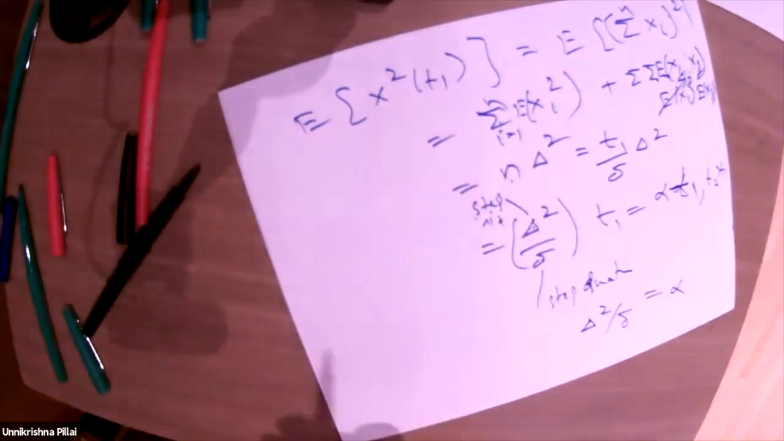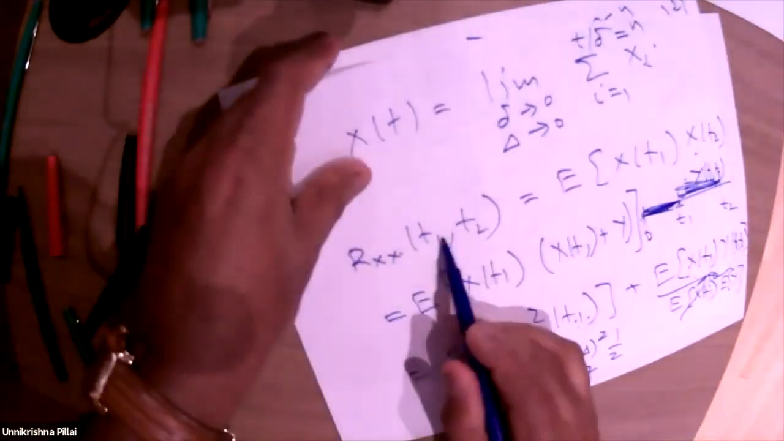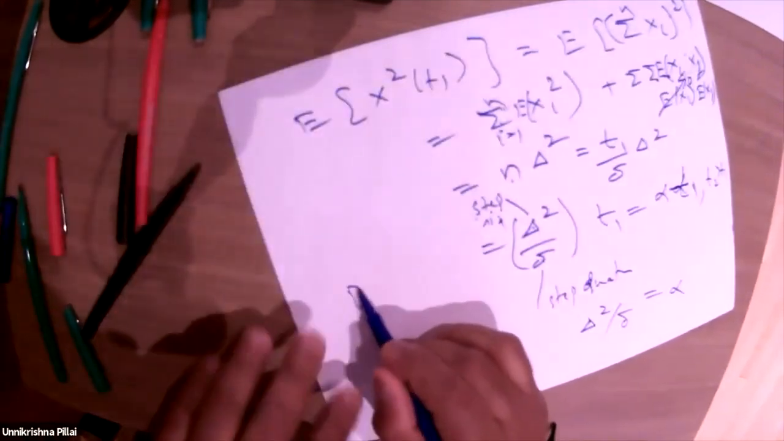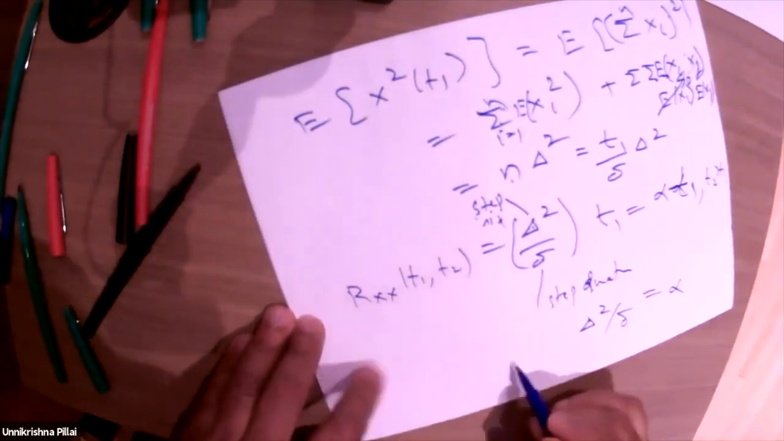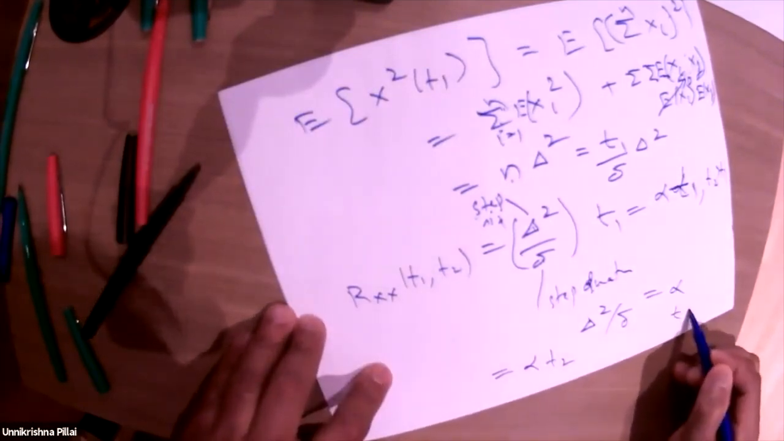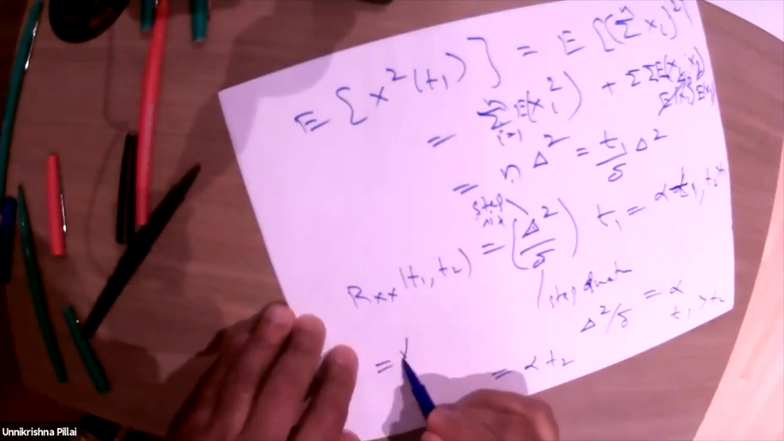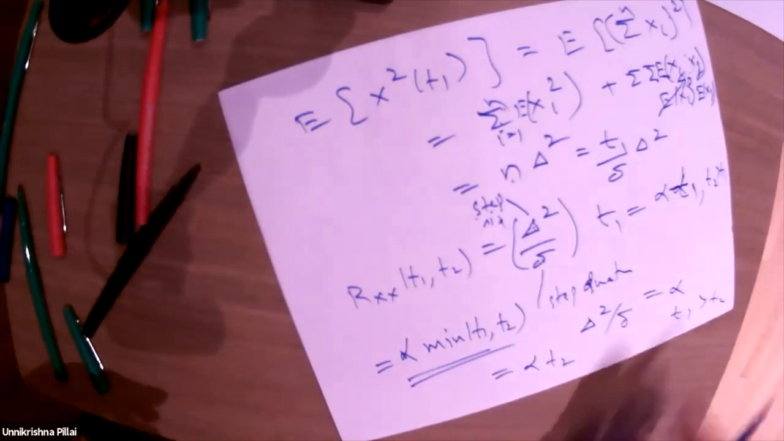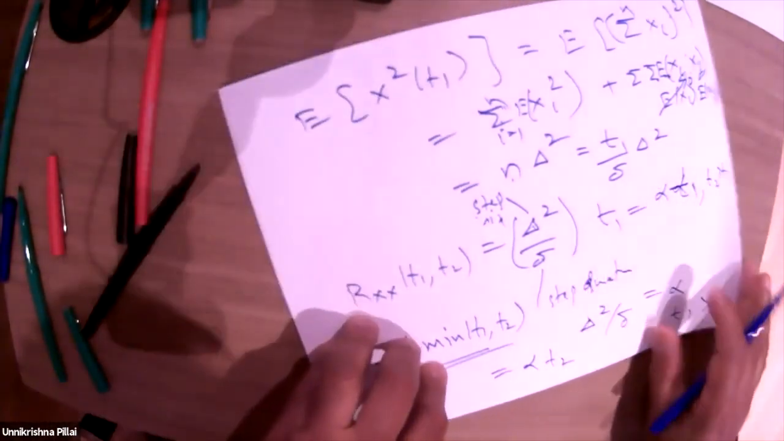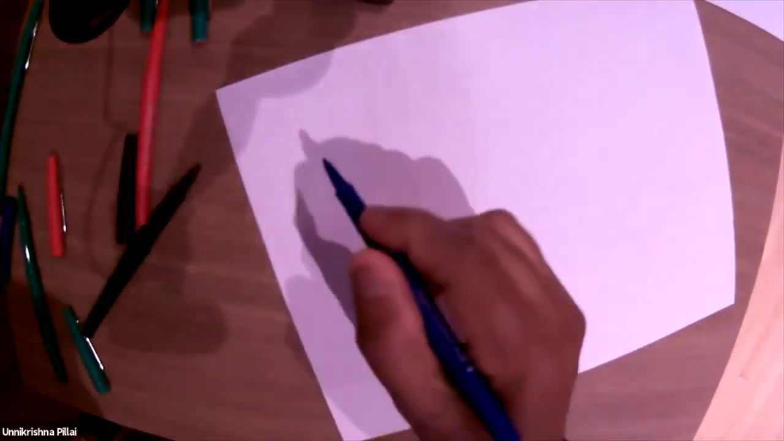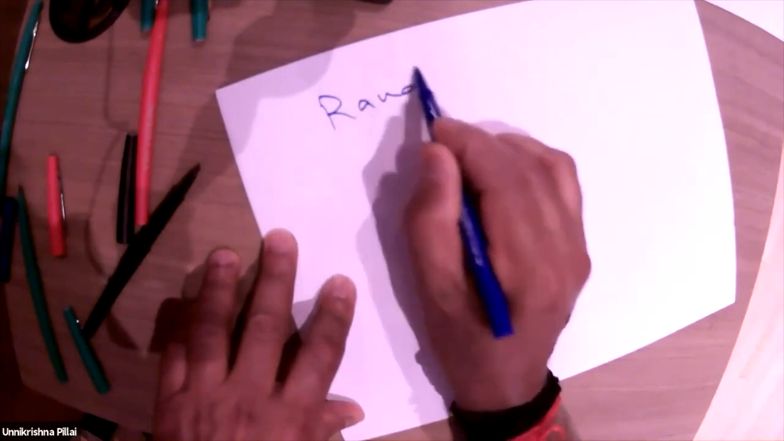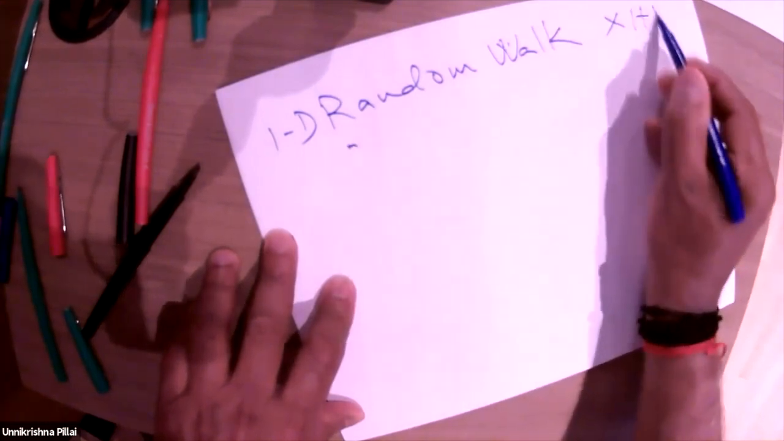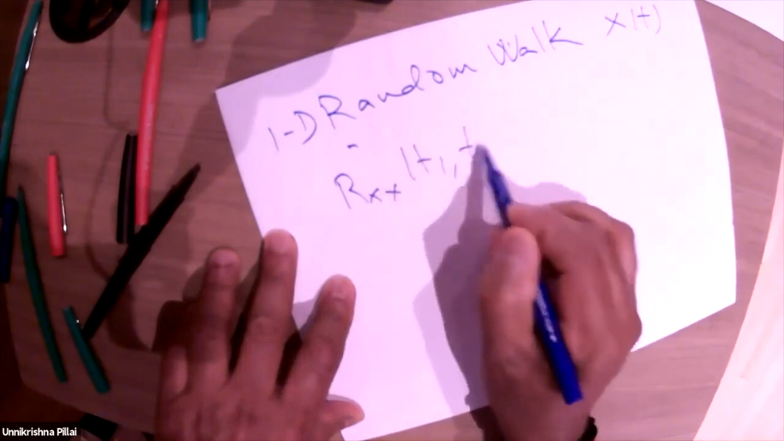So remember what we just found out was expected value of Rxx T1 T2. I went through all this stuff, right? So this is the Rxx T1 comma T2. So it is alpha T2 if T1 is greater than T2, or together I can write it as alpha multiplied by minimum of T1 comma T2. So just follow through the argument that I did. So what we have is a 1D random walk in limiting case. Its autocorrelation function is minimum of T1 comma T2.